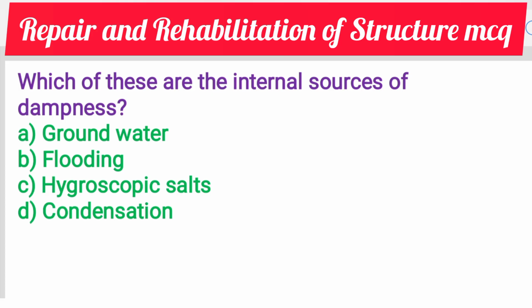Next question, which of these are the internal source of dampness? Option A groundwater, option B flooding, option C hygroscopic salts, option D condensation. So the correct answer is option D condensation.